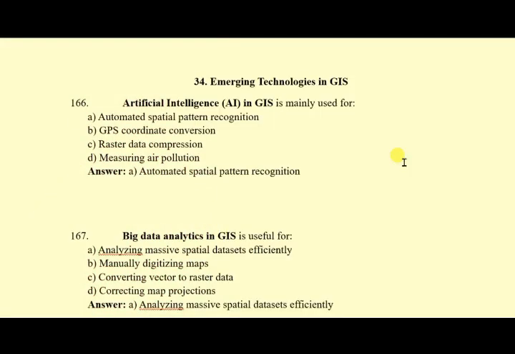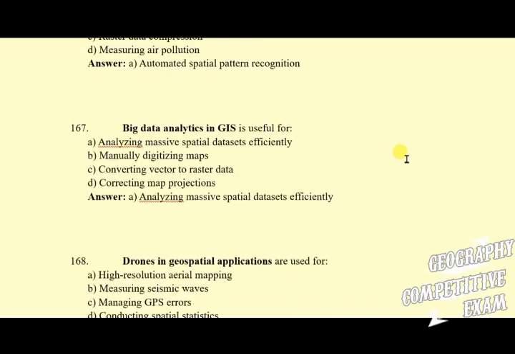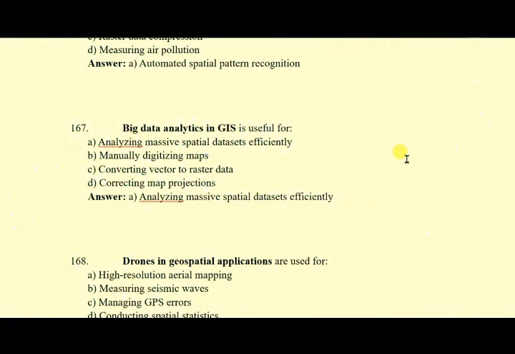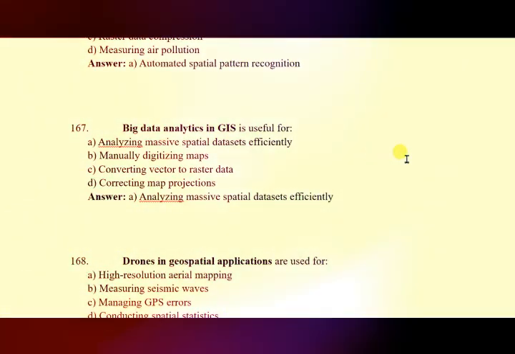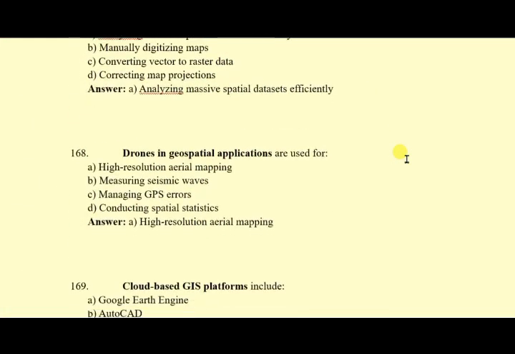Category 34. Emerging technologies in GIS. 166. Artificial intelligence in GIS is mainly used for automated spatial pattern recognition, GPS coordinate conversion, raster data compression, measuring air pollution. Here the right answer will be automated spatial pattern recognition. Question 167. Big data analysis in GIS is useful for analyzing massive spatial data sets efficiently, manually digitizing maps, converting vector to raster data, correcting map projection. Here the right answer will be analyzing massive spatial data sets efficiently.